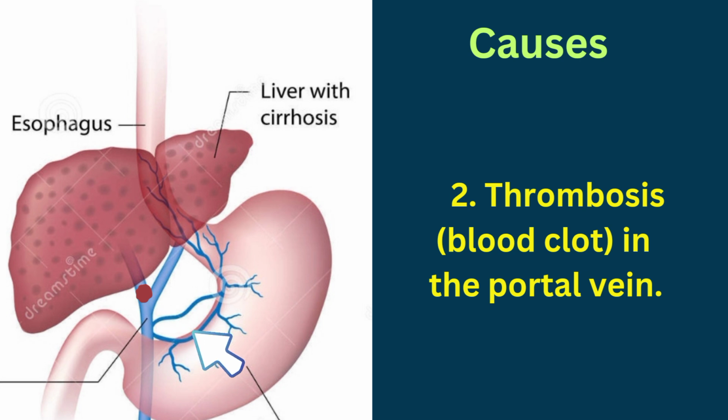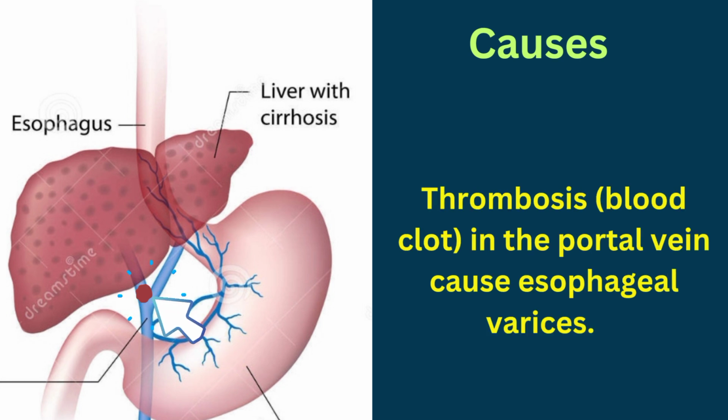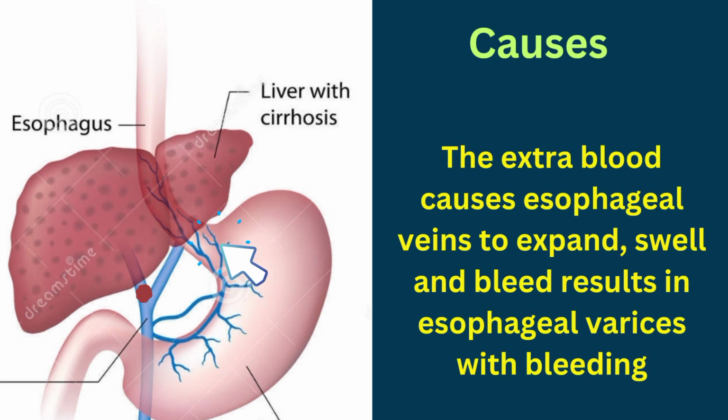Now the second cause is thrombosis, that is, blood clot formation in the portal vein. A blood clot in the portal vein causes esophageal varices. The extra blood causes esophageal veins to expand, swell, and bleed, resulting in esophageal varices with bleeding.